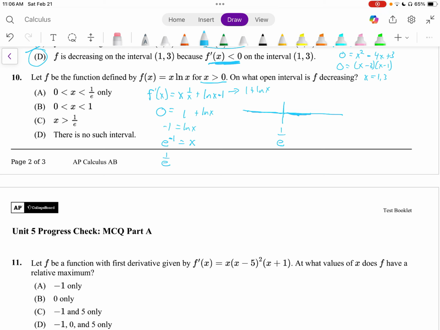E to what power gives me 2? So that's going to be a negative, but a pretty small negative. So this is going to be positive over here, negative over here. We could pick something like 0.1 and think through that. And so when x is greater than 0, it will be decreasing. So we want it to be at 0 here, decreasing from 0 to 1 over e, so A.